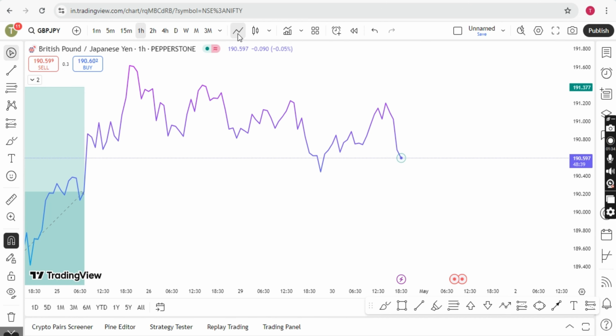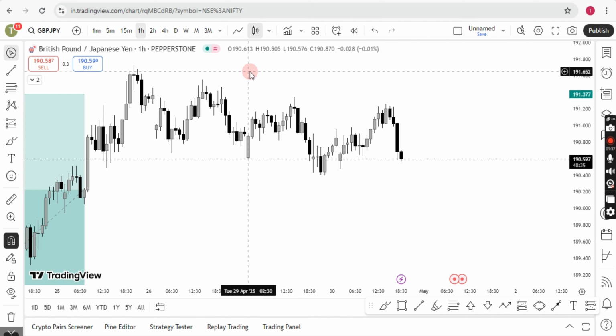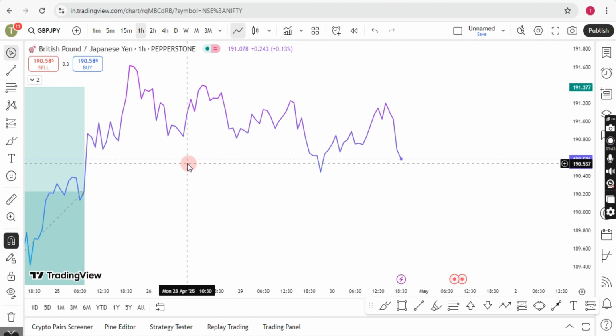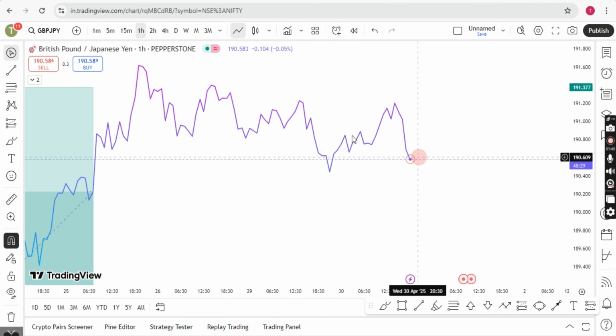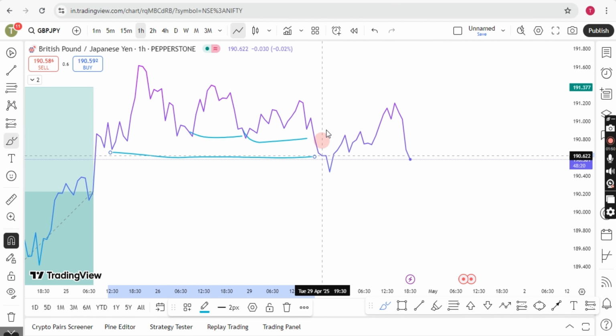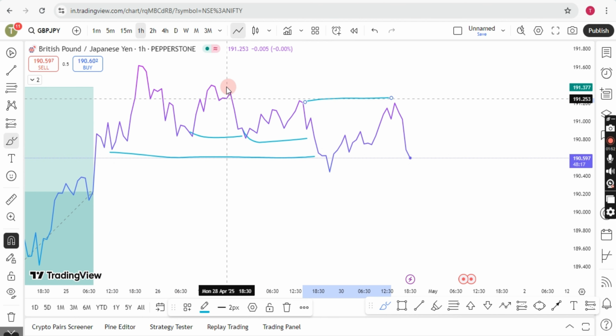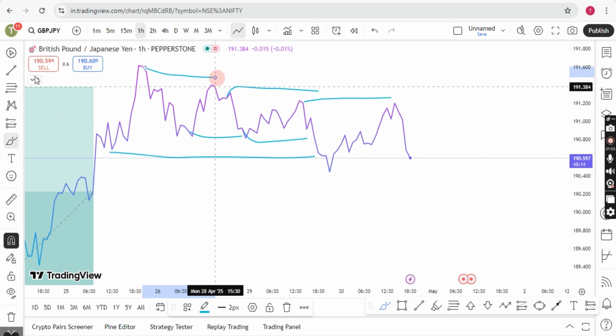So let's come to the 1 hour time frame. On the candlestick chart you cannot see anything, but let me change it to a line chart. Now see what has happened. Multiple breakout structures to the downside. See, one, two, and this was the final one. So where are we waiting? We are waiting for a sell trade here, a sell trade here, and a sell trade here, right?